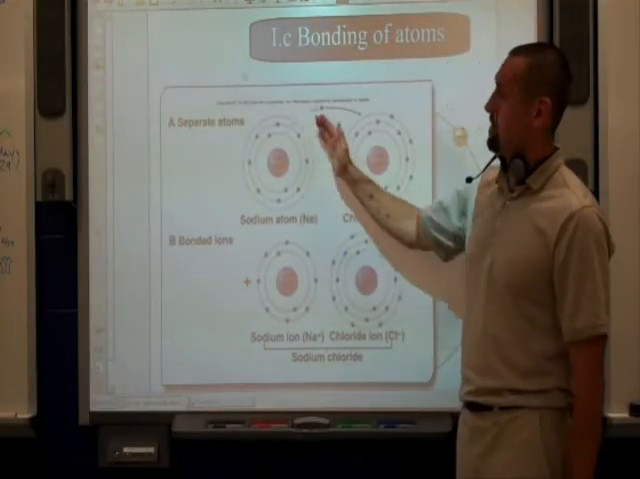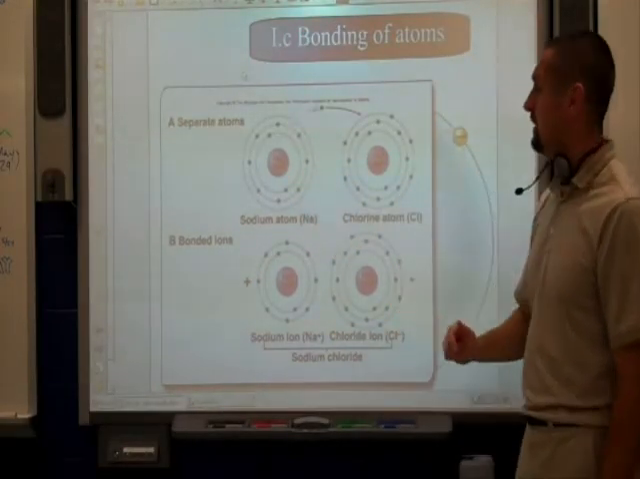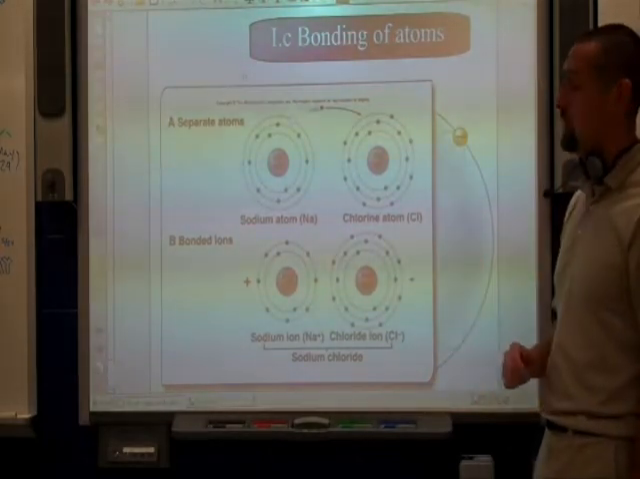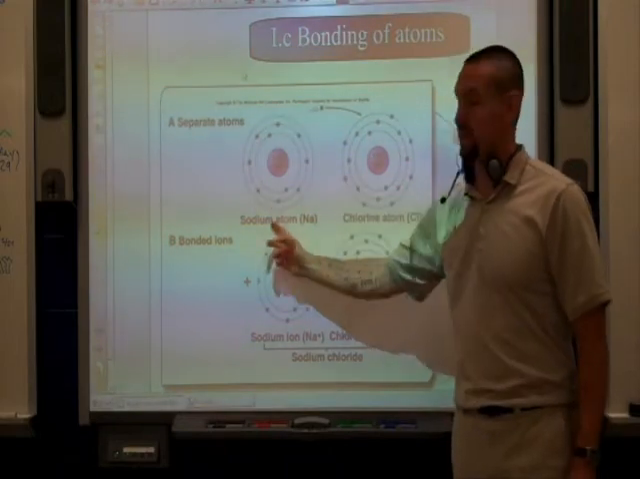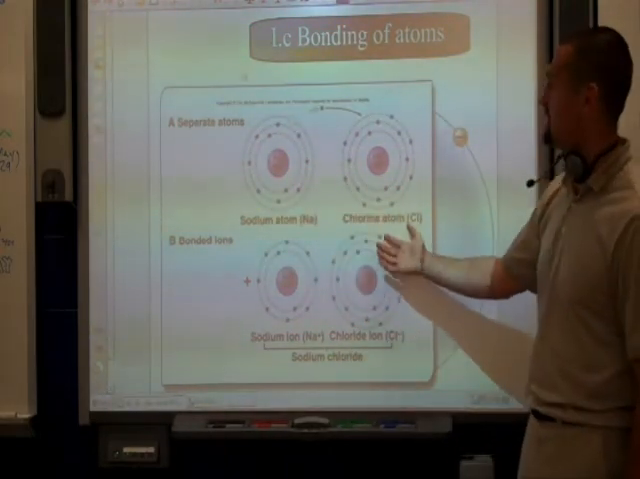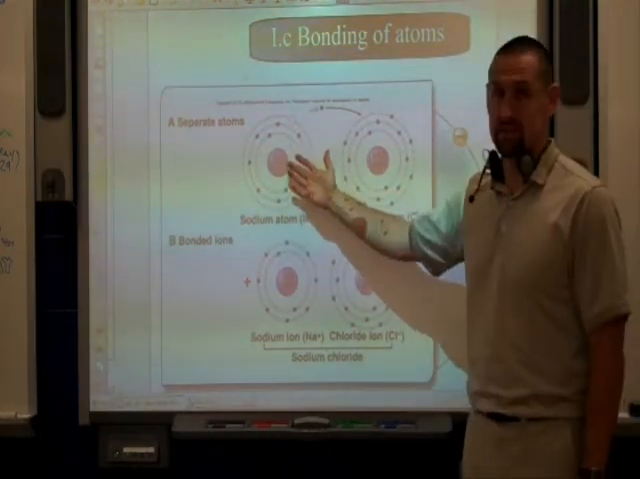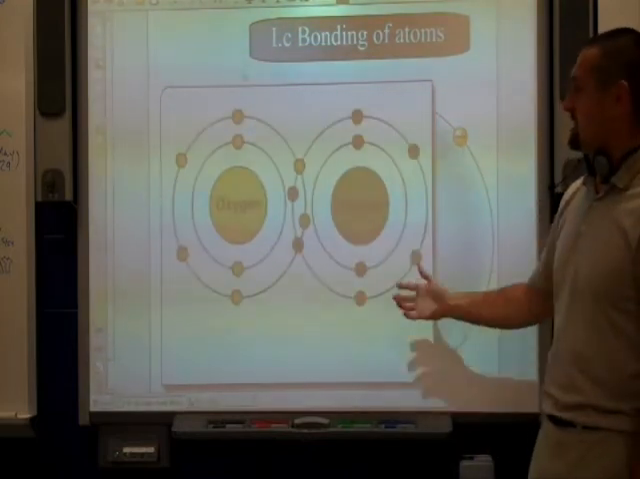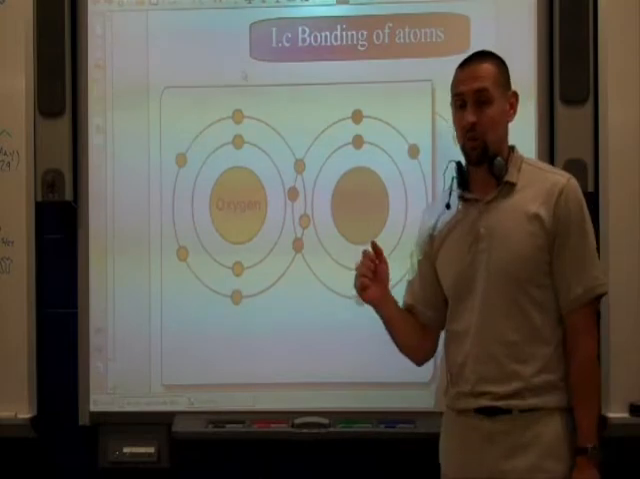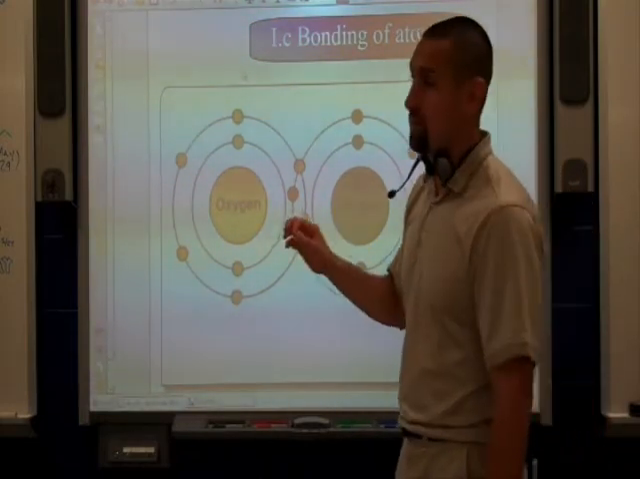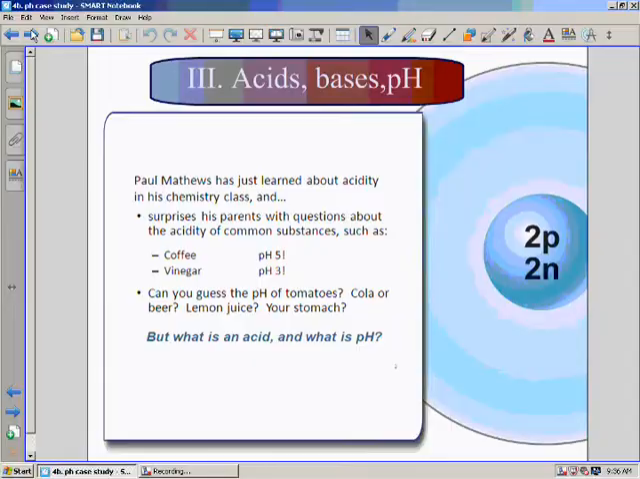But often, atoms will share electrons or will donate electrons to form bonds, to fill up those outer energy levels for stability. So here's an example of atoms donating electrons. Here's an example of atoms sharing electrons. When they do this, they form molecules and compounds.